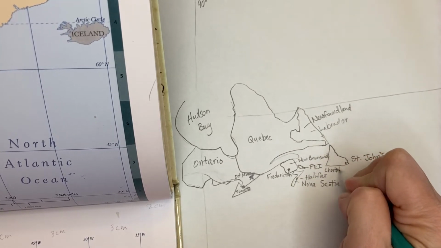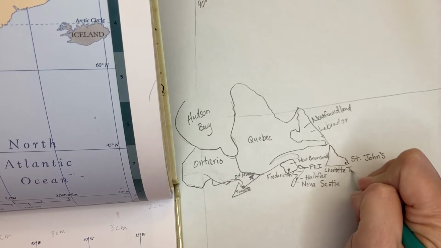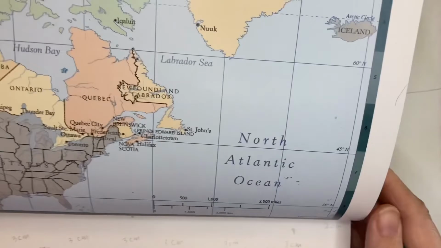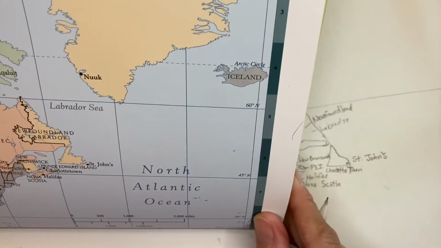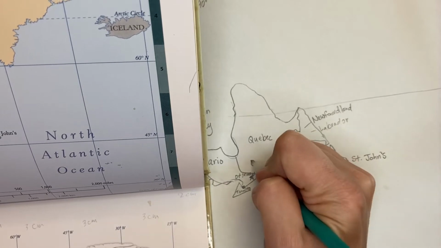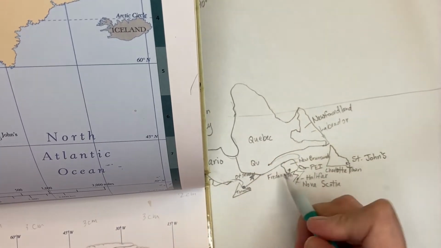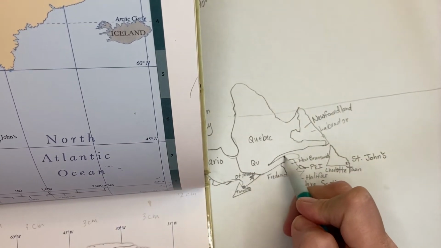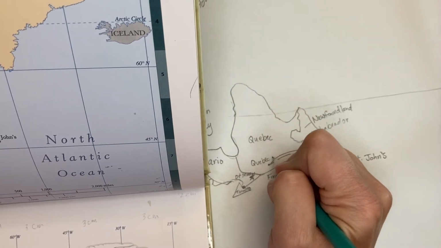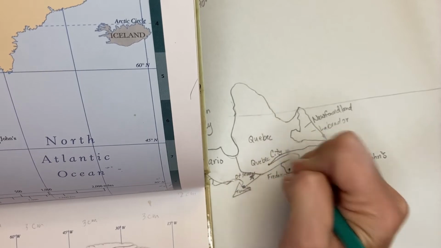Oops. Okay. Oh, one word. All right. Oh, I didn't do Quebec City. The capital of Quebec is Quebec City, and that's right there where that bend is, okay? Quebec City. Okay, now that's the hard part. So now we just get to do the easy part.